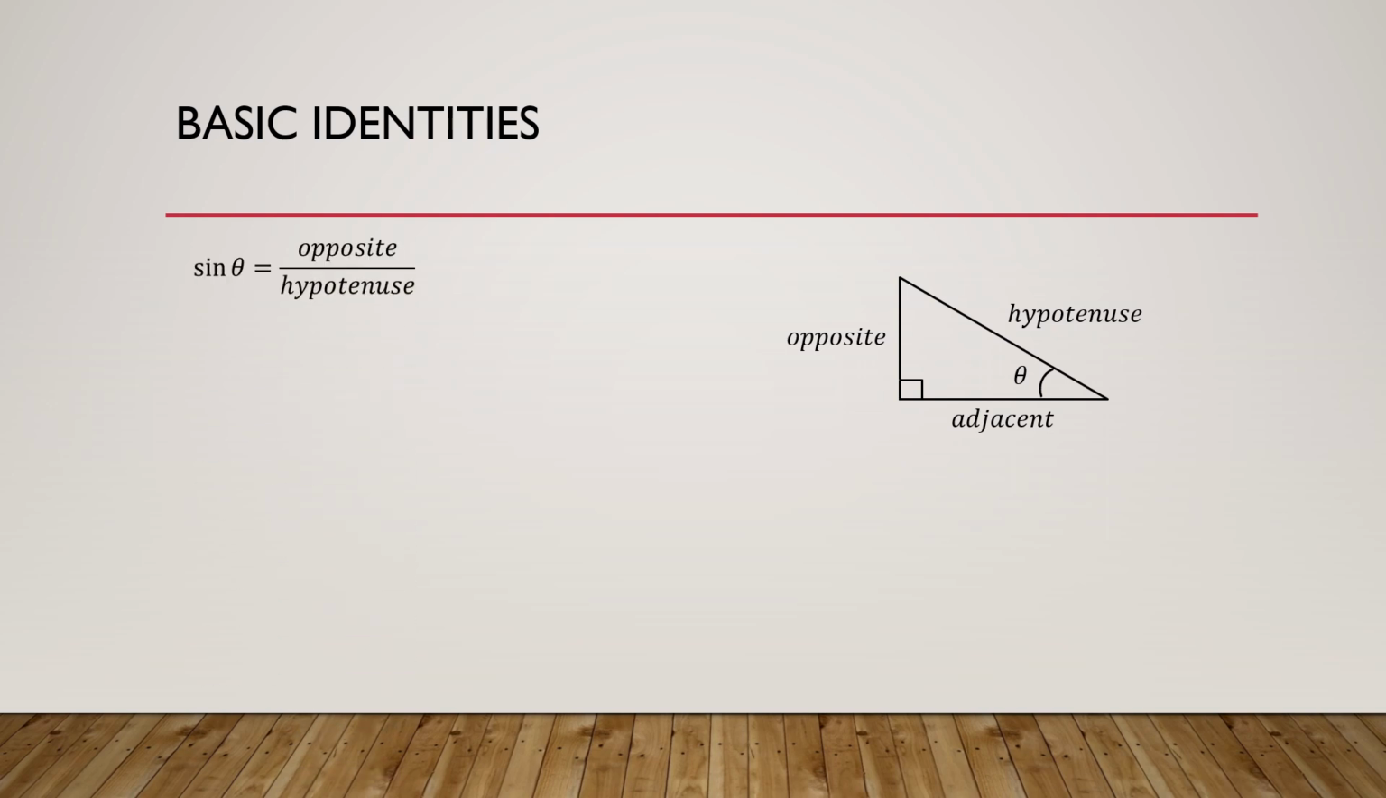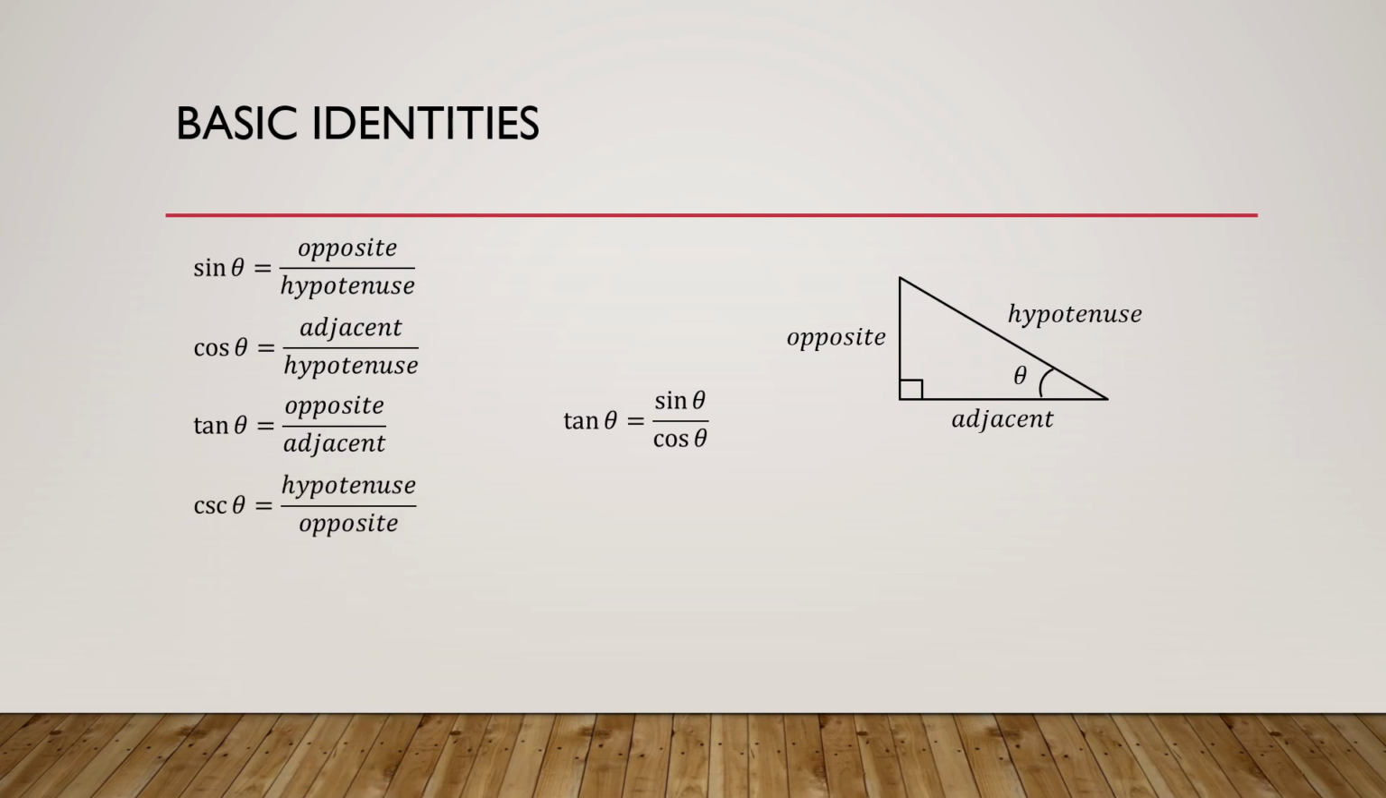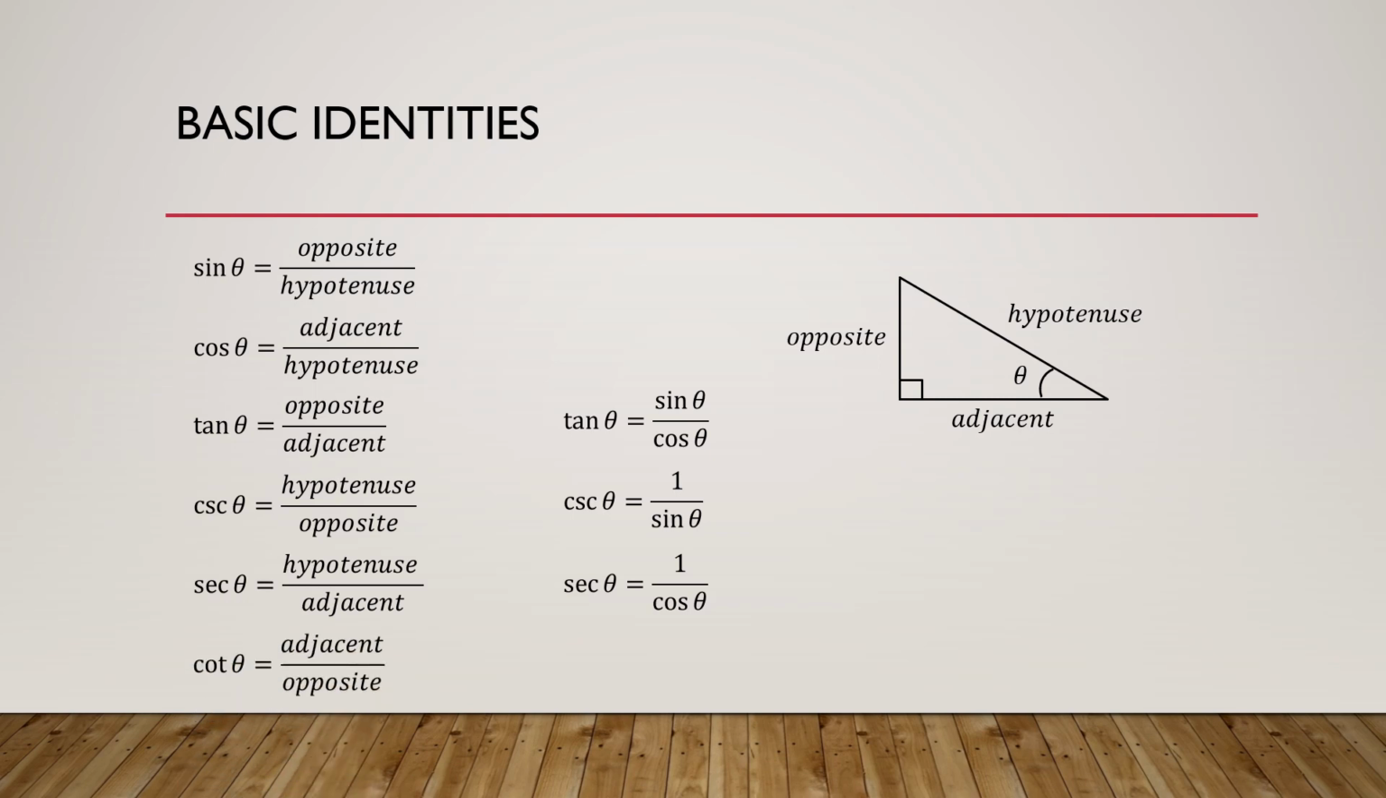Sine theta is defined as the opposite side over the hypotenuse. Cosine theta equals the adjacent side over the hypotenuse. Tangent theta equals the opposite side over the adjacent side, which means that tangent theta also equals sine theta over cosine theta. Cosecant theta equals the hypotenuse over the opposite side, or 1 over sine theta. Secant theta equals the hypotenuse over the adjacent side, or 1 over cosine theta. Cotangent theta equals the adjacent side over the opposite side, or 1 over tangent theta, or cosine theta over sine theta.